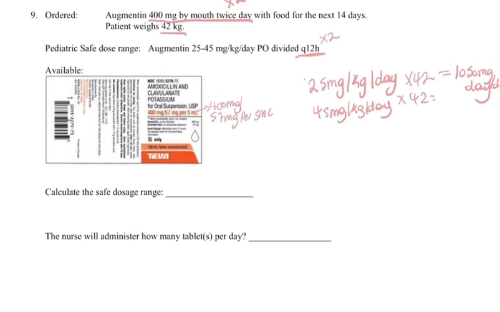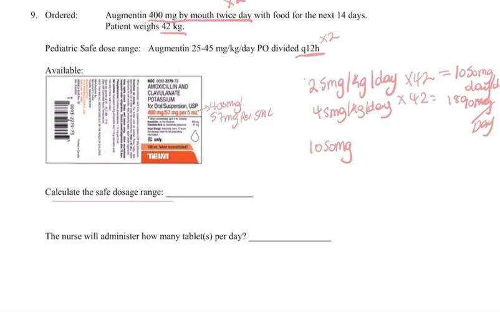Then I go down and I do the same thing with 45 milligram per kilogram per day times 42 kg again. Kg normally takes out kg, left me with 45 milligram per day. When I work out 45 milligram times 42, I get 1,890 milligram per day. So the safe dose range for the day is 1,050 milligram to 1,890 milligram for the day. So that is the safe dosage range for the day.